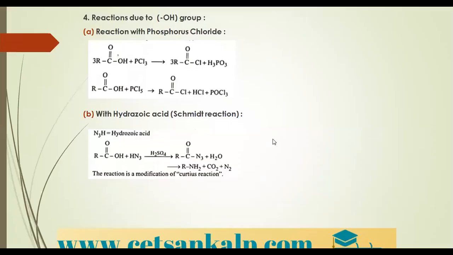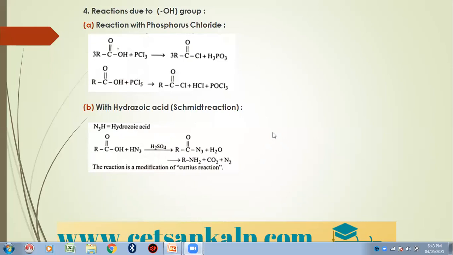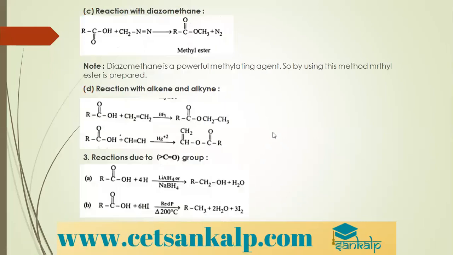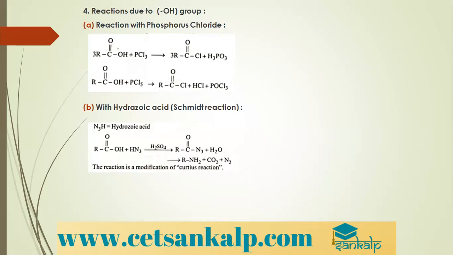Now moving to the next reaction. Reduction and oxidation we have seen. It is due to the carbonyl group. The reducing agents used are lithium aluminium hydride or sodium borohydride. And if you are using HI and red phosphorus, we get an alkane. Yes, we get an alkane.